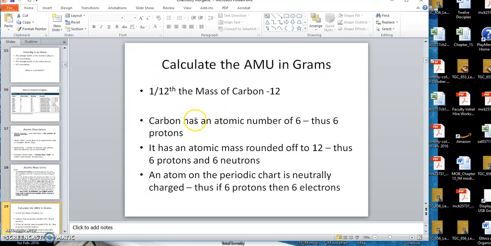If we go to carbon, please look at your periodic chart. It has an atomic number of 6, which means it has 6 protons. It has an atomic mass in the rounded fashion of 12, which means it has 6 protons and 6 neutrons using the rounded mass measurement. On the periodic chart, the number of electrons always equals the number of protons because the atom is in its purest form. Thus, that makes it neutral: 6 positives and 6 negatives.